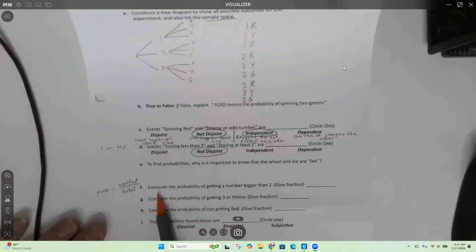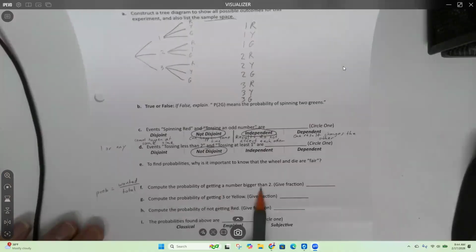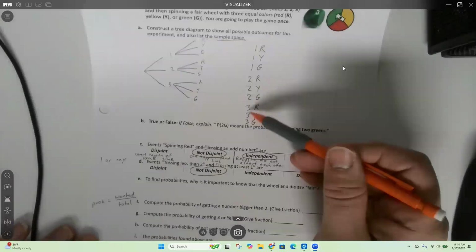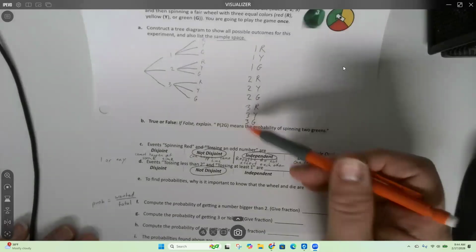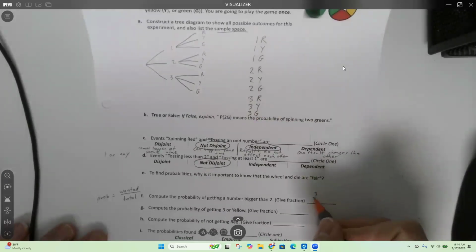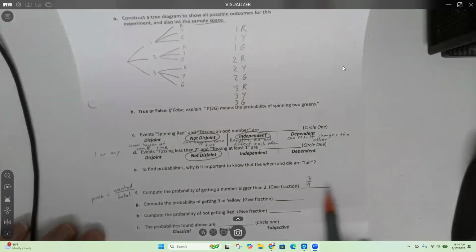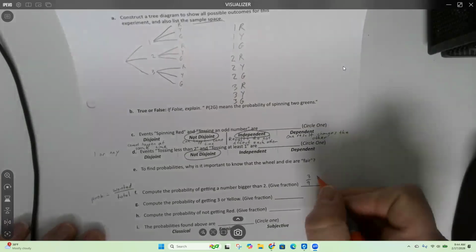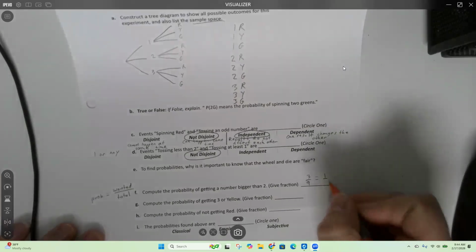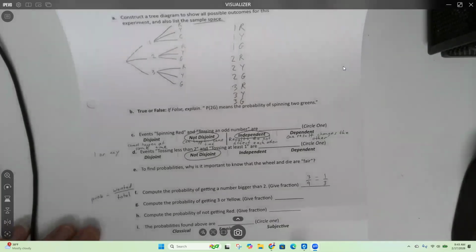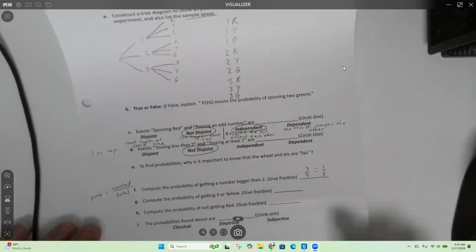Okay. So for F, compute the probability of getting a number bigger than 2. So, well, there's only one number bigger than 2. It's 3. So there's one, two, 3 possible outcomes. So this would be 3 over 9. Okay. Now, it says give fraction, so you don't have to change this to a decimal. 3 over 9 can be written as 1/3. Okay. So am I going to require you to simplify the fraction? Okay. No, if you write 3 over 9, I will accept that.